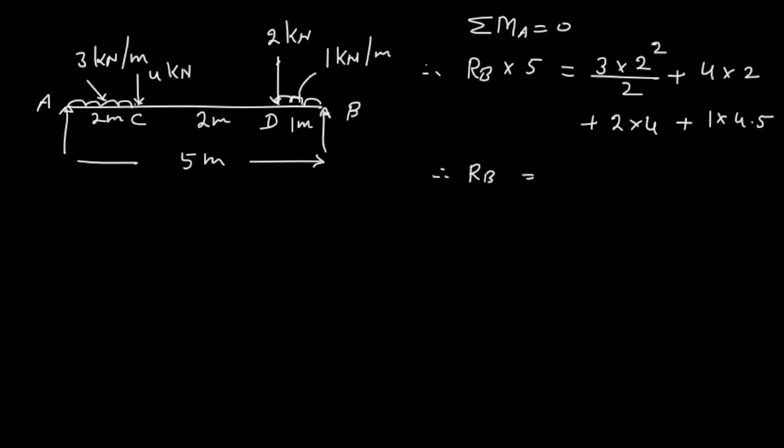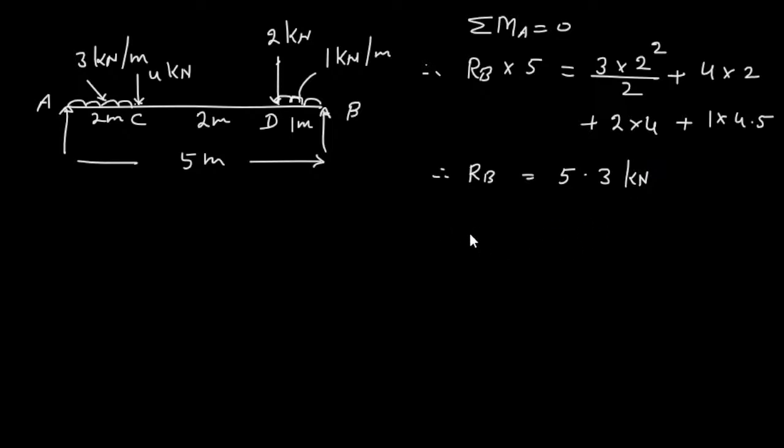So RB is equal to, using our calculator we will find out, 3 times 2 is 6 plus 4 times 2 is 8 plus 2 times 4 is 8 plus 4.5, this total is 26.5, divided by 5, so this will be 5.3. So RB is what? It is 5.3 kilonewton. Okay, this is RB. So we get RB.